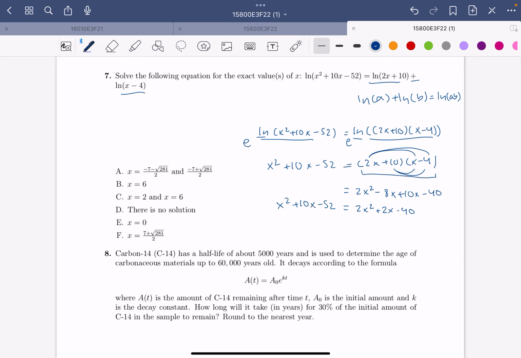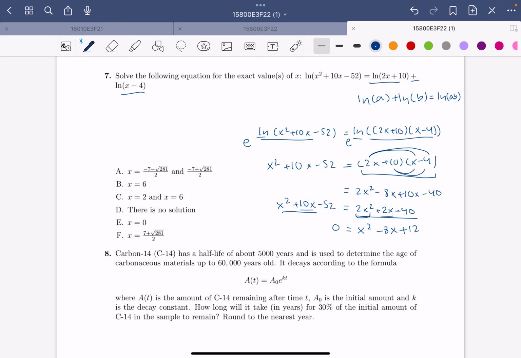Now, if we move all the terms to one side to set it equal to 0 to find the roots, I'm going to go ahead and move the left side to the right side because I want this first term to stay positive. So 2x squared minus x squared is x squared. 2x minus 10x is negative 8x, and then negative 40 minus a negative 52, so negative 40 plus 52 is 12. Set this equal to 0.